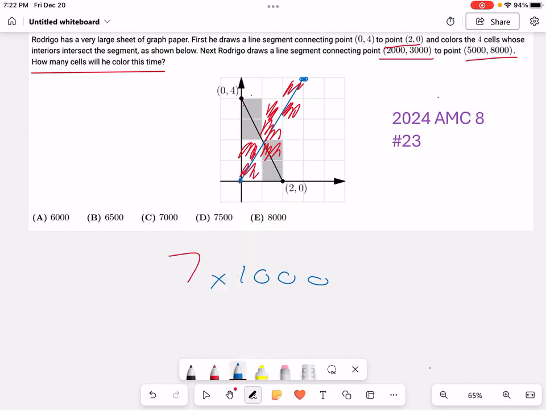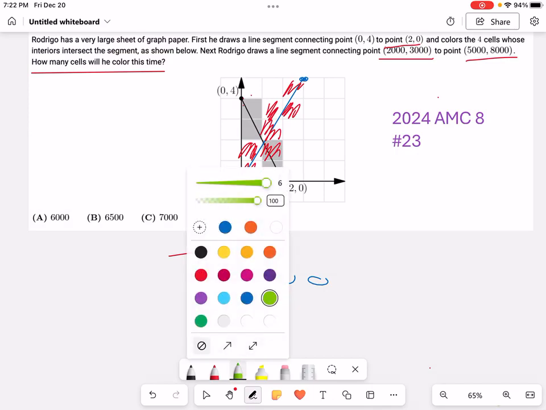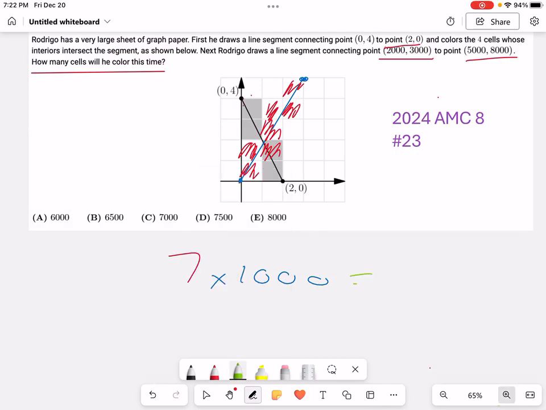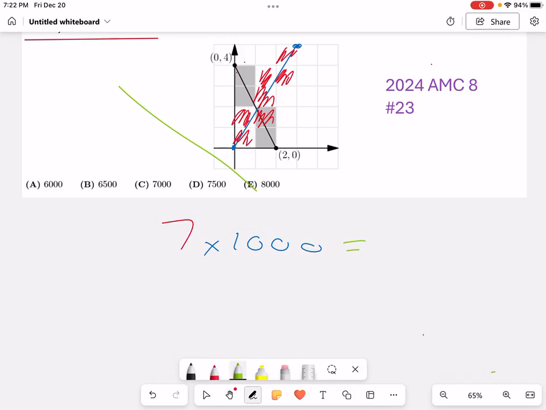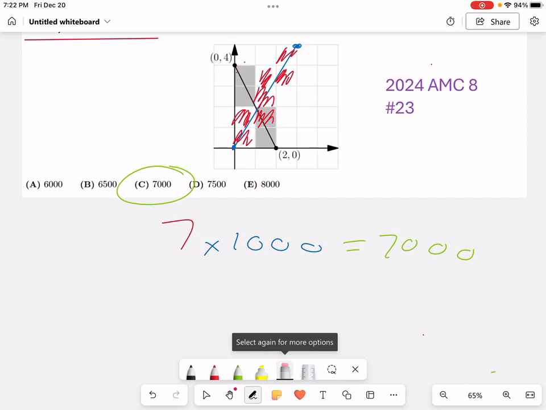And that is just going to give us a nice and easy answer of 7,000. Yeah, 7,000. So that's why C is going to be our answer for this problem.